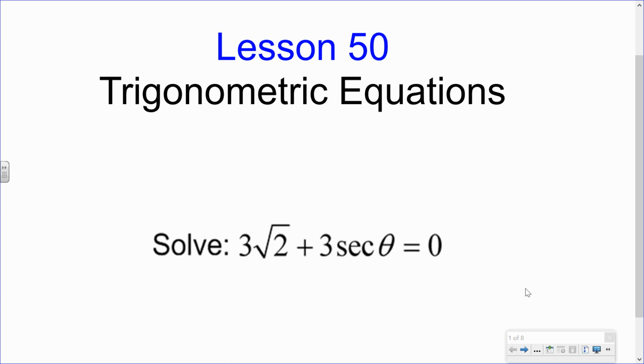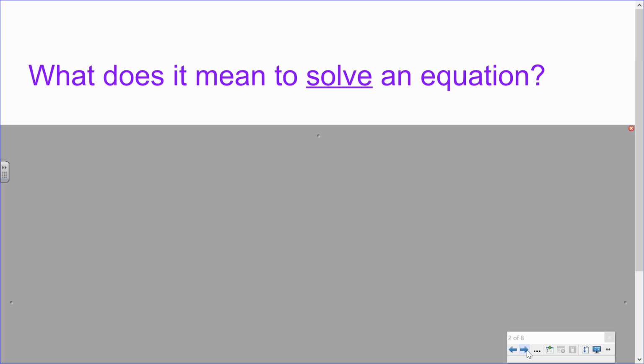So today we are going to learn what it means to solve trig equations, such as the one that you see up here on the board. Before we start tackling something like that, let's think back. Tell me, what does it mean to solve an equation anyway? If I give you an equation and say solve it, what does that mean your job is?